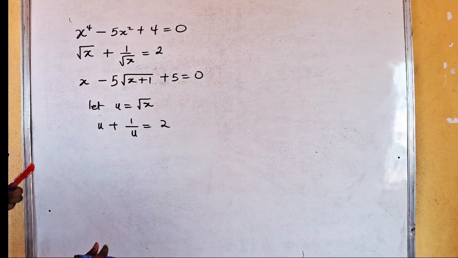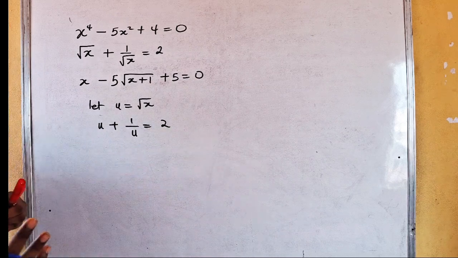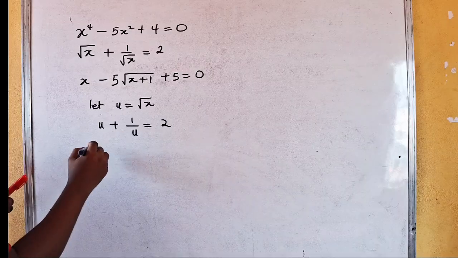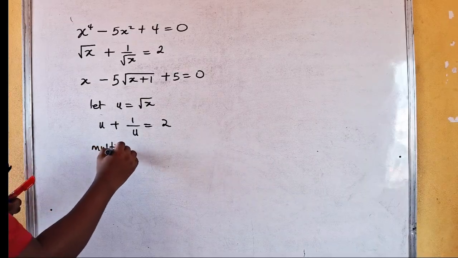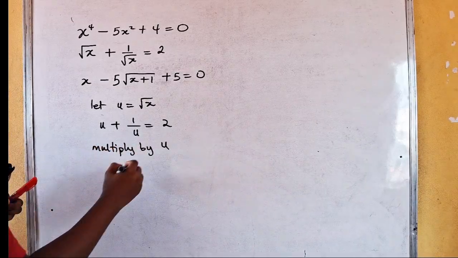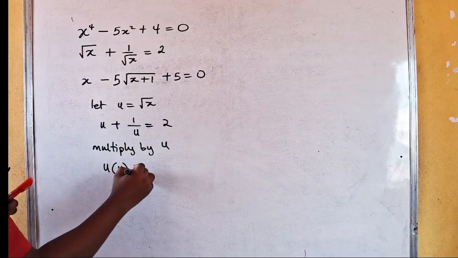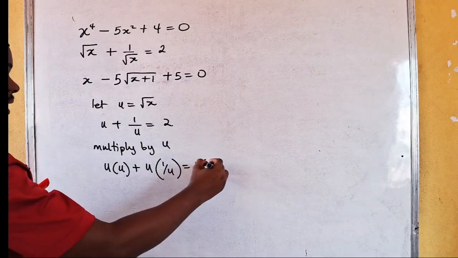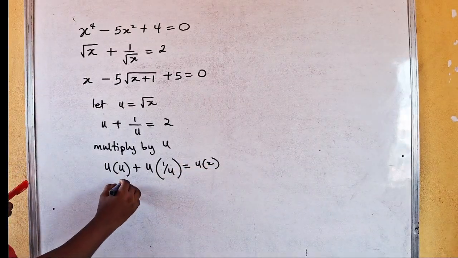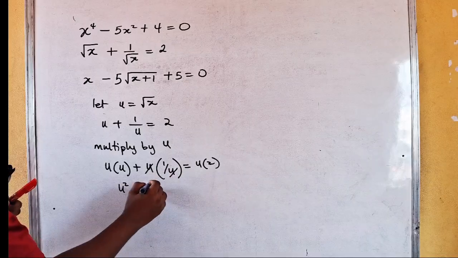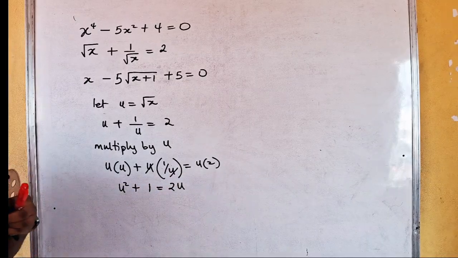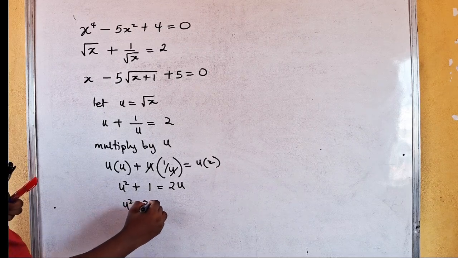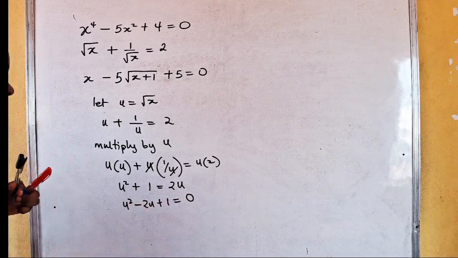Then this is 2. So here I have a fraction. Whenever you have a fraction, multiply by the LCM. The LCM here is this number, or this letter rather. So multiply by u. So you will have u times u plus u times 1 over u equals u times 2. U times u is u squared. Then u will cancel u. Then you have 2u. All right, let's arrange it better. So u squared minus 2u plus 1 equals 0.